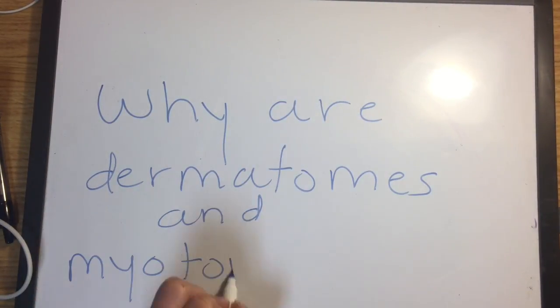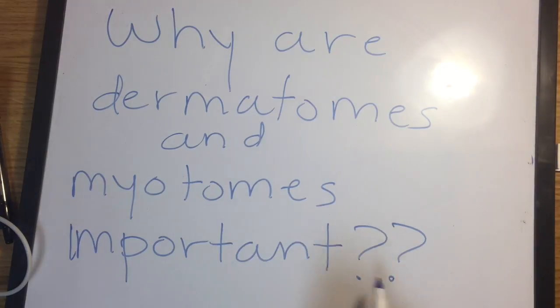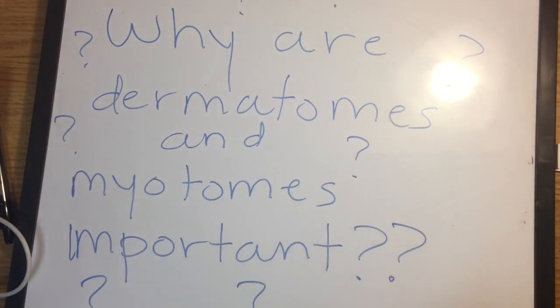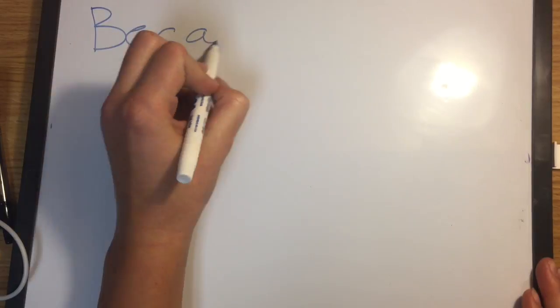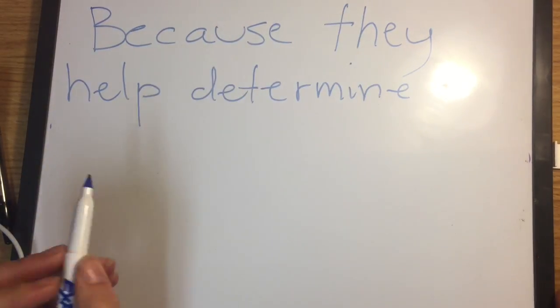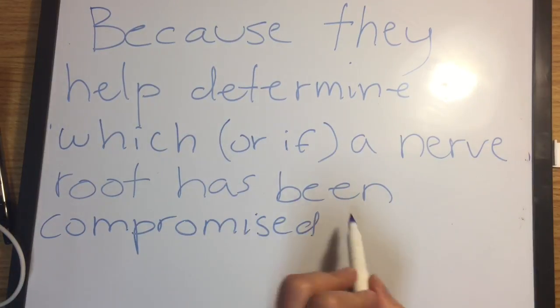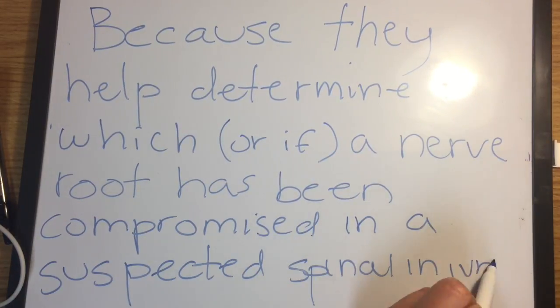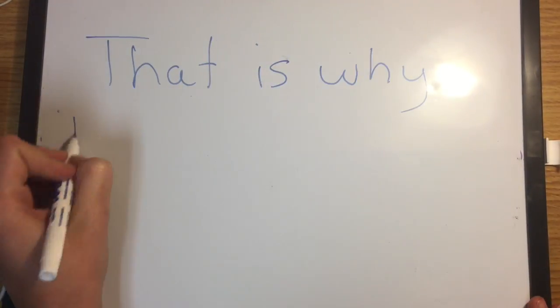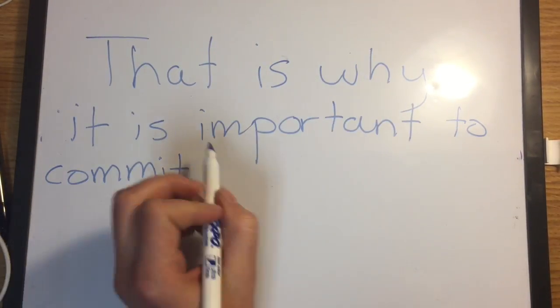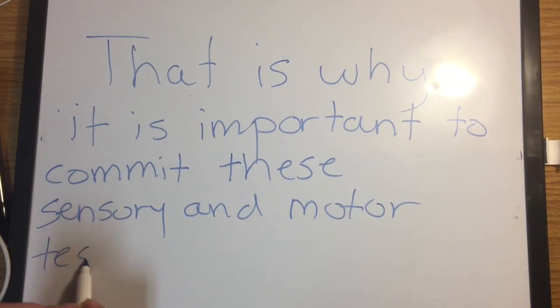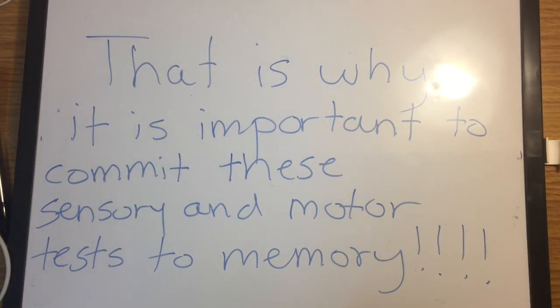Now, why are dermatomes and myotomes important? They're important because they help determine which or if any nerve root has been compromised in a suspected spinal injury. That is why it is so important to commit these sensory and motor tests to memory.